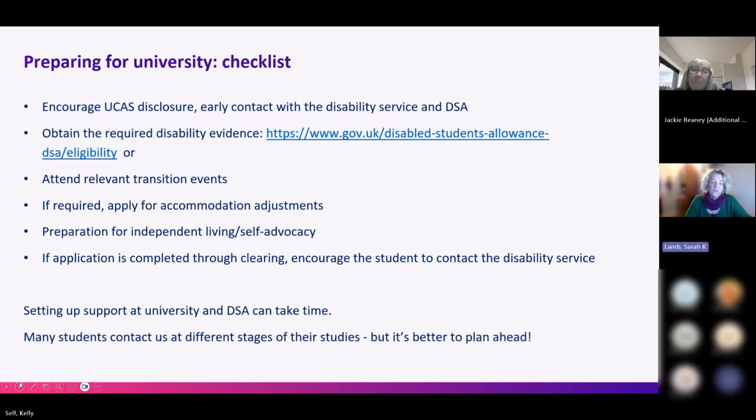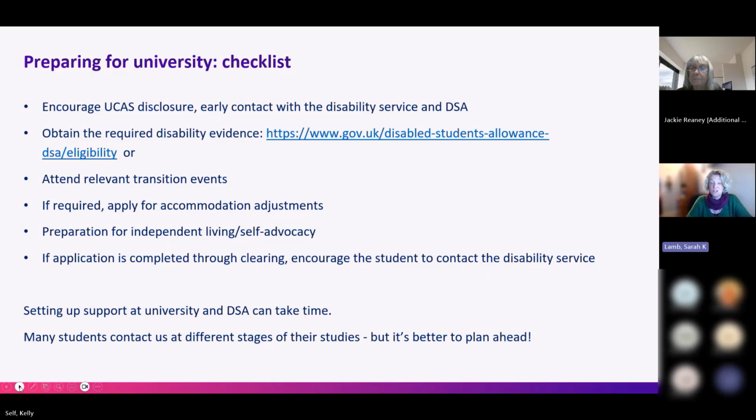So if your application is completed through clearing, it can all feel a bit like a mad dash. So definitely encourage a student to contact the disability service of where they're ending up. But hopefully they will have known that they were going to university and will have applied for disabled students allowance. But like we say, you can't reiterate enough: apply early, it will make all the difference.